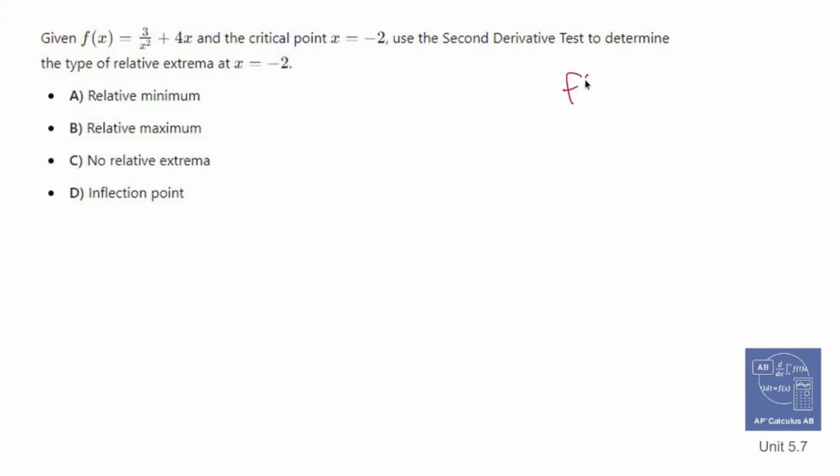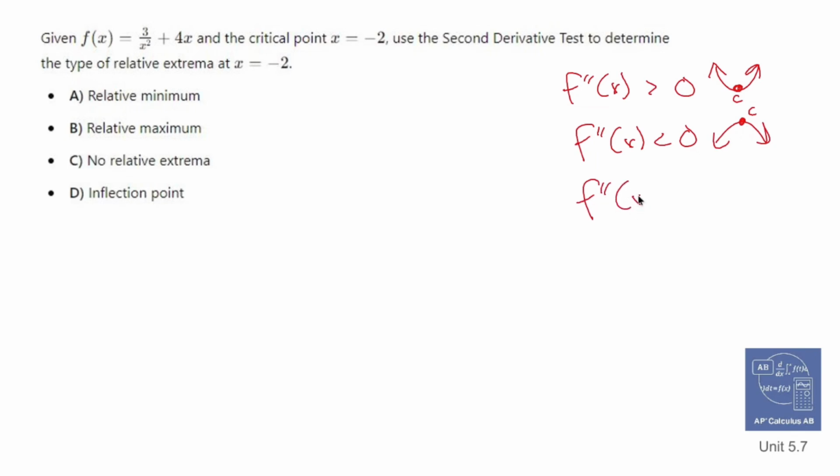Well, what I know about the second derivative is that if it's positive, it's concave up. So at some point c, if I plug it in, that's going to give me a relative minimum. If I have something that's negative, it's concave down, which means at some point c, it's going to be a maximum. If my second derivative is 0, well, that's an inflection point. It's neither of them.